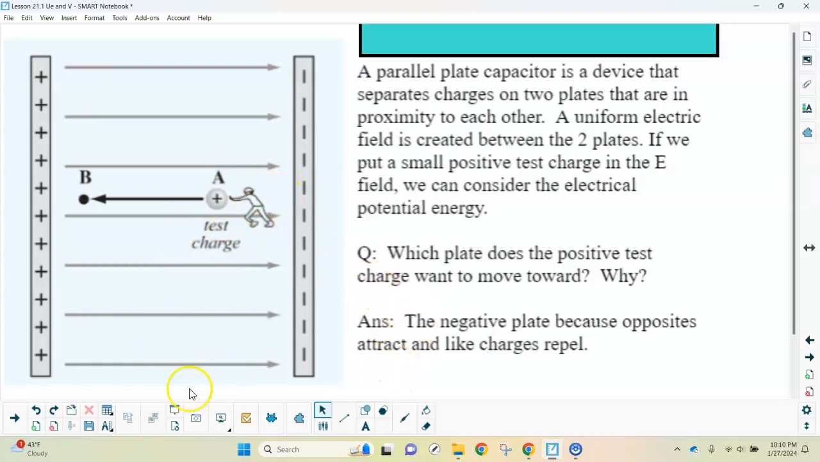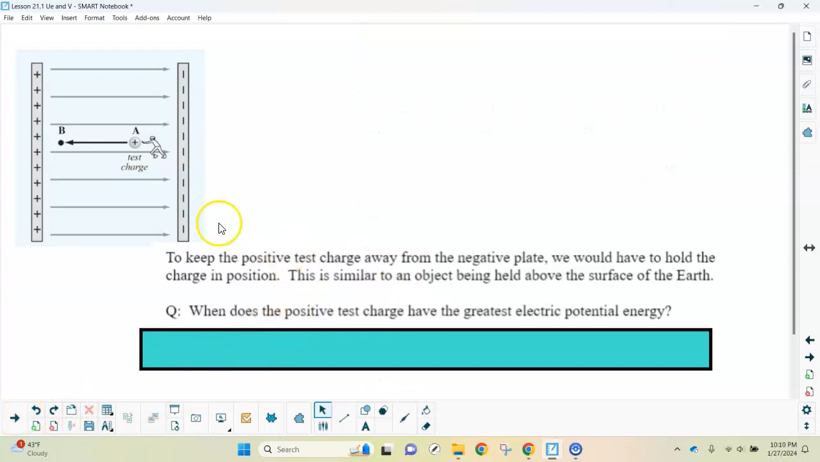So the next question is, to keep the positive test charge away from this negative plate, we would have to hold the charge in place, like this person is holding it in place. When does the positive test charge have the greatest electric potential energy? When I'm moving this, where in that motion, if I'm pushing this charge over here, where does it have the greatest potential energy? Again, let me give you a chance to think about that. Sort of similar to when does the book have the greatest potential energy above the ground?